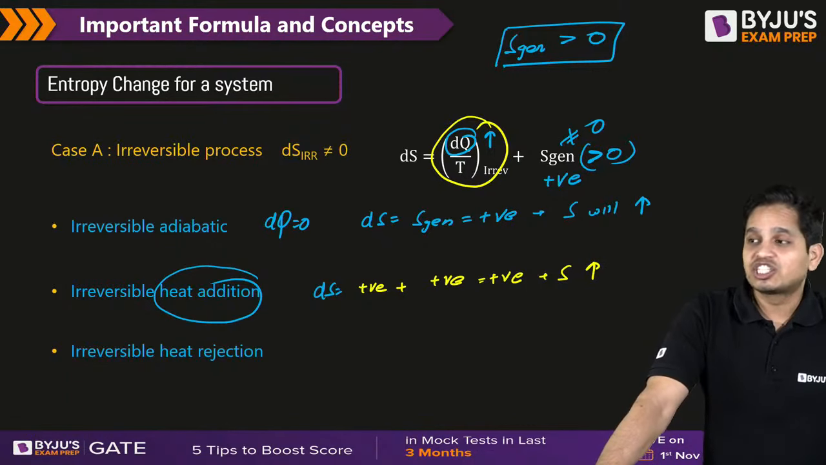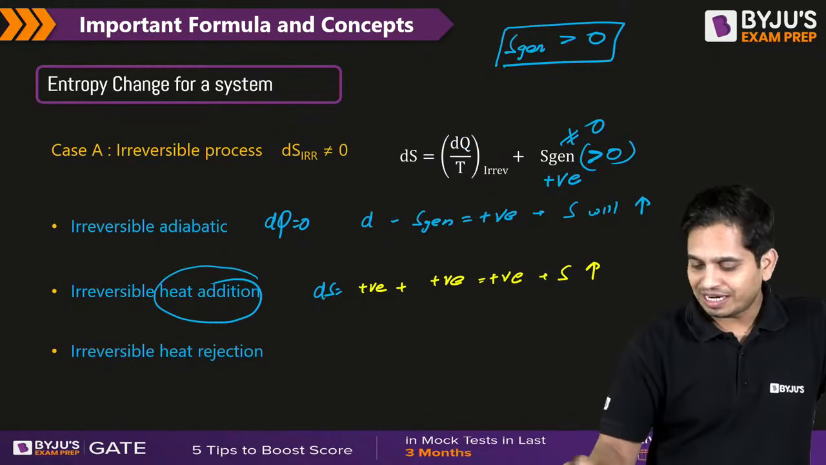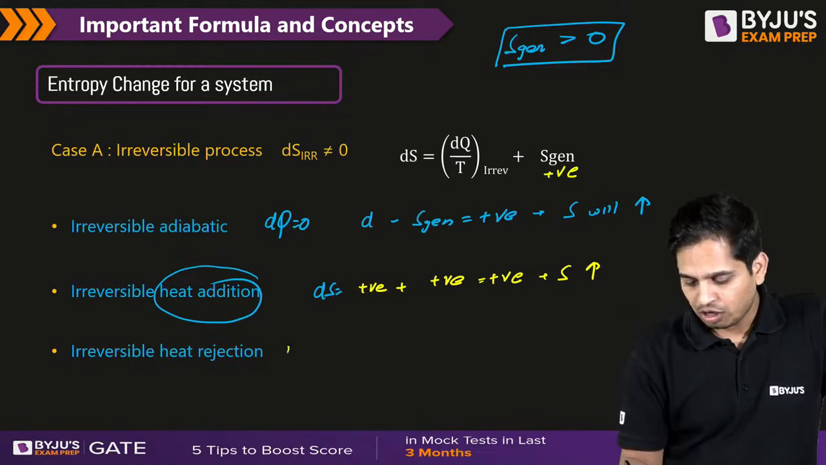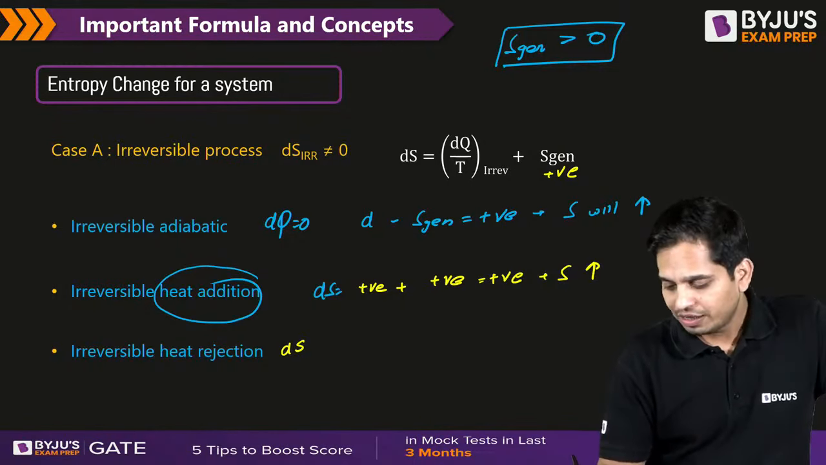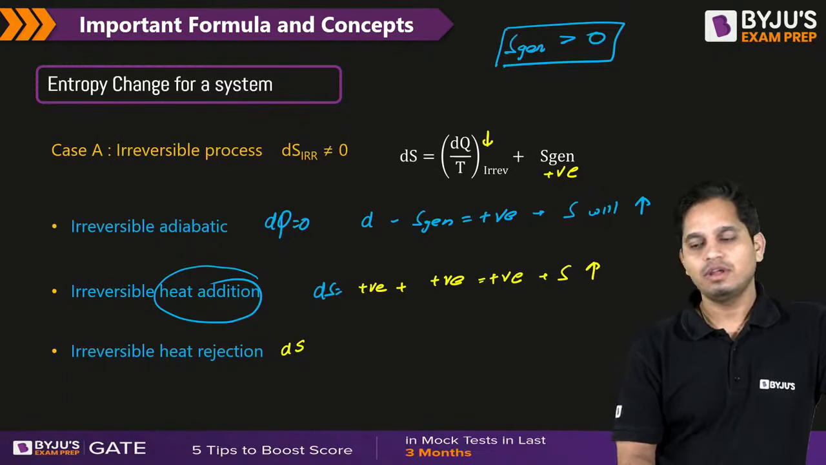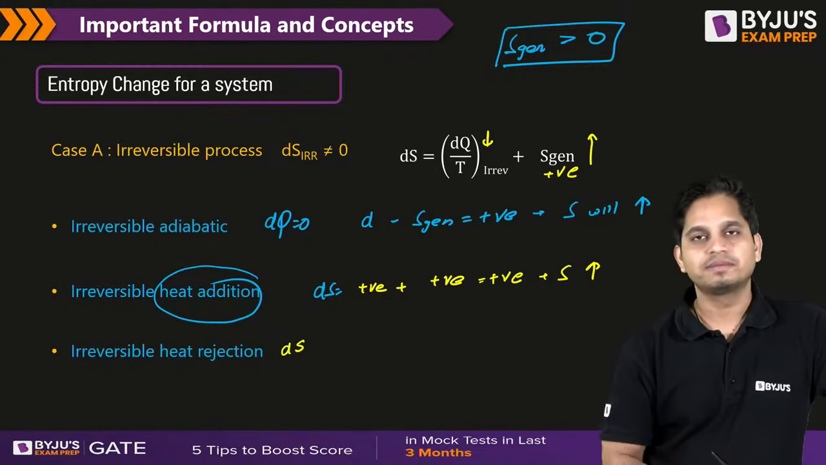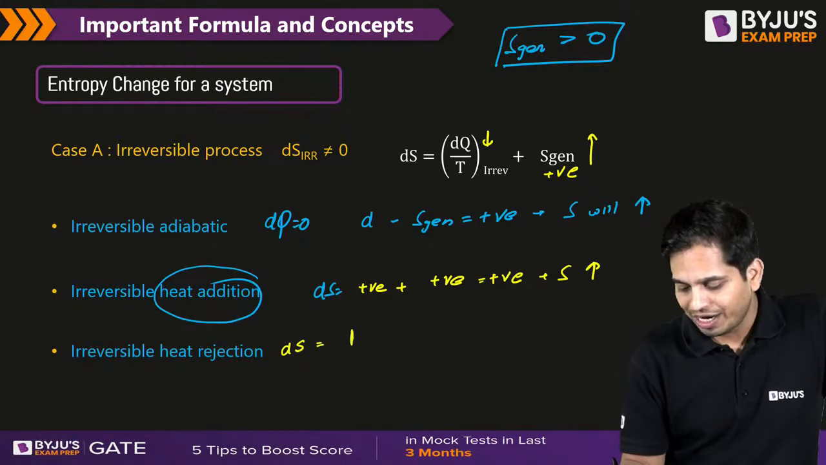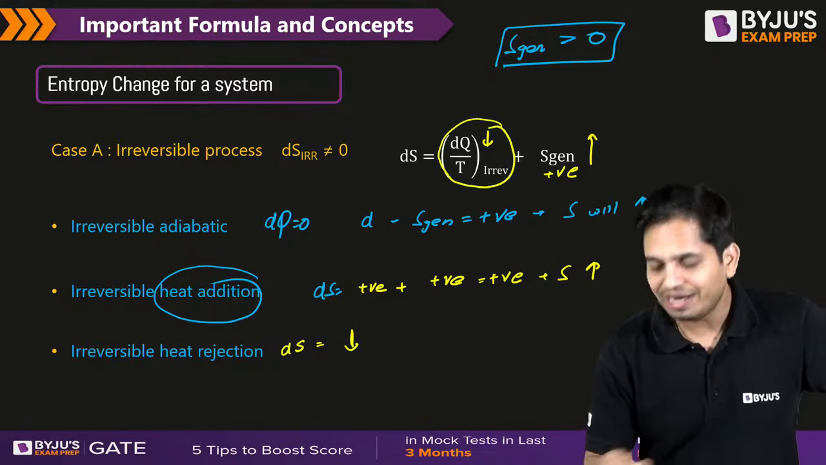Now heat rejection. You are rejecting heat. So now you are rejecting heat means this is always positive. So now let's see, when you are rejecting heat, so this will decrease. But it is a positive value. So let's say this is this big. So the decrease in entropy due to heat transfer, because of this, entropy will decrease.